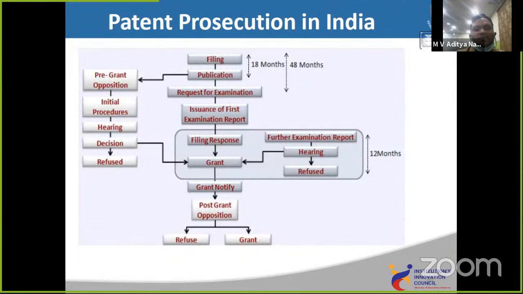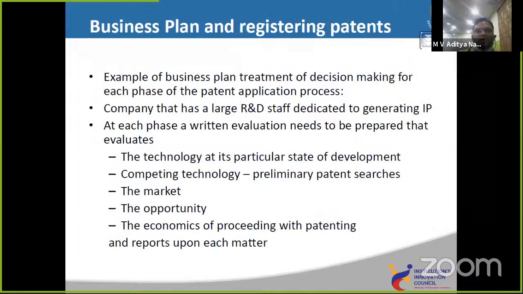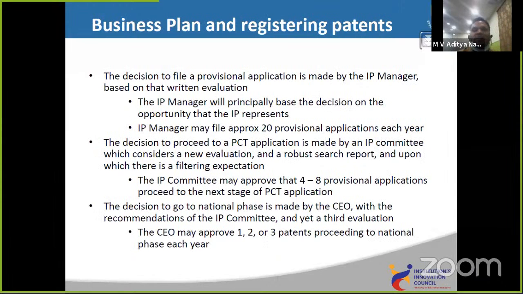Here is the thing. For example, your company has a large R&D staff and dedicated IP related aspects. Each phase of the innovation needs to be prepared in such a way that you know what technology you are dealing with, what state of development it is in, what different competing technologies there are, what opportunities are available, and what economics your patent is going to produce for the company.